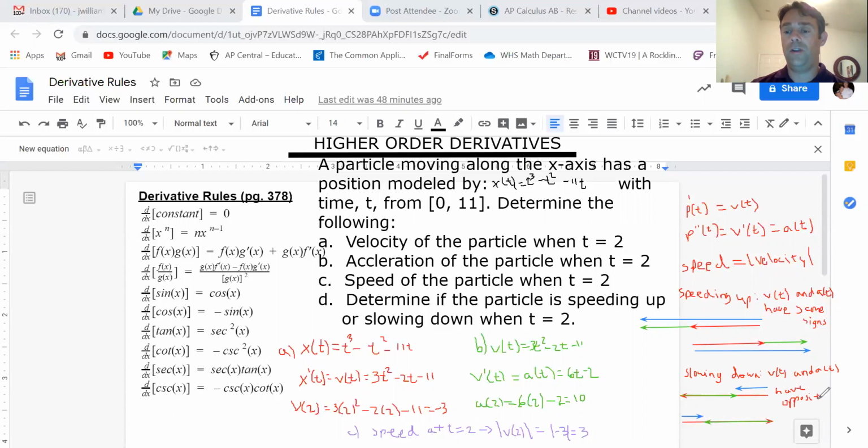Probably should have just typed this out on Zoom, but we're using the mouse. It's all right.